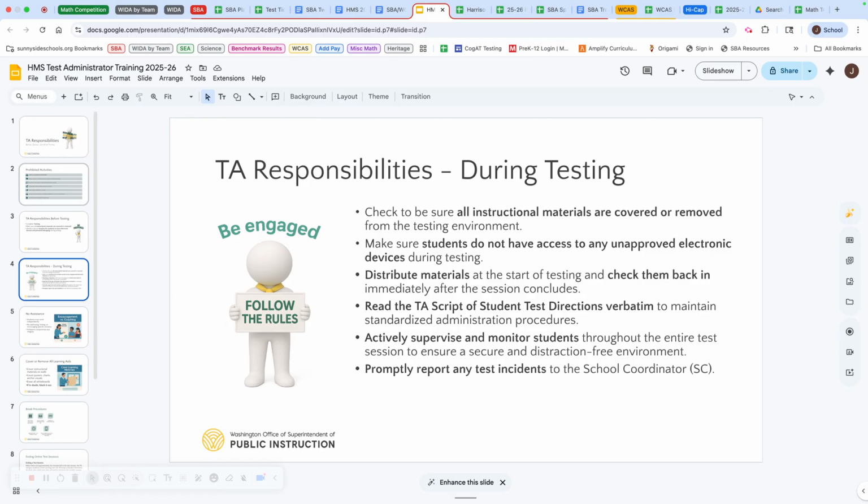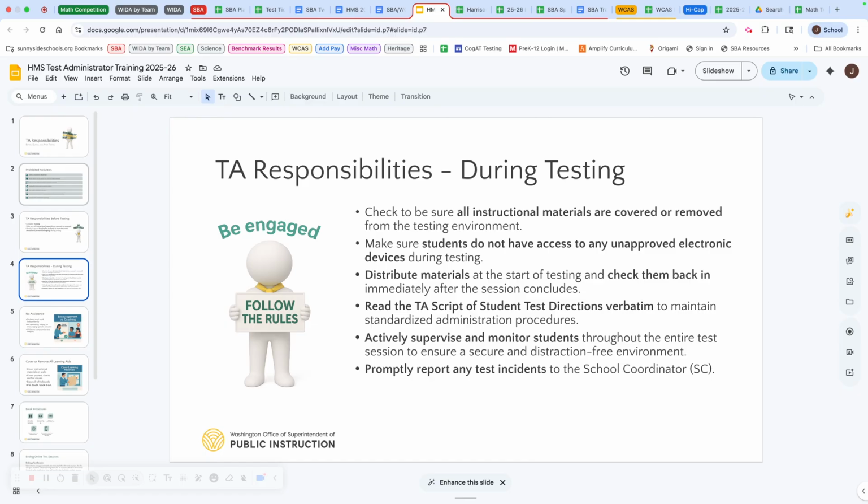Responsibilities during testing. Check to be sure all instructional materials are covered or removed from the testing environment. This is the second time you're hearing that. Make sure there's nothing on the walls that would help students with the test. Make sure students do not have access to any unapproved electronic devices. Again, a second reading of that.